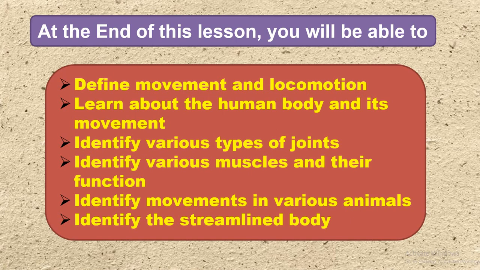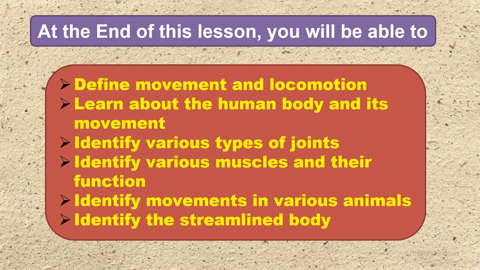At the end of this chapter, you will be able to define movement and locomotion, learn about the human body and its movement, identify various types of joints, identify various muscles and their function, identify movements in various animals, identify the streamlined body.